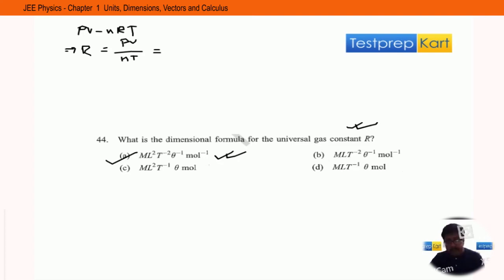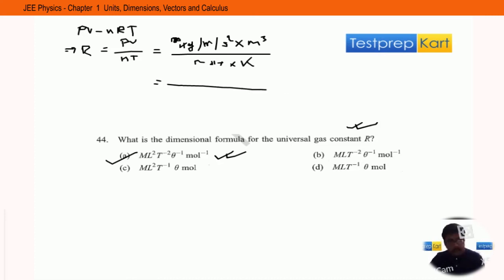If I make it in this way, P is the pressure, which means kg per meter per second square. V is the volume, which means meter cube. n T means mole into K. Right? So here we get kg meter square by S square by mole into K.